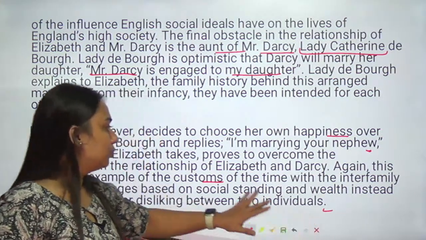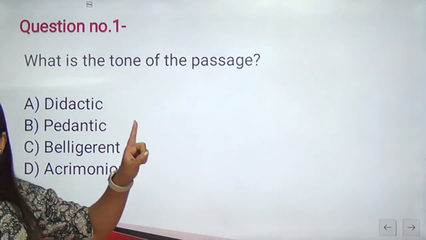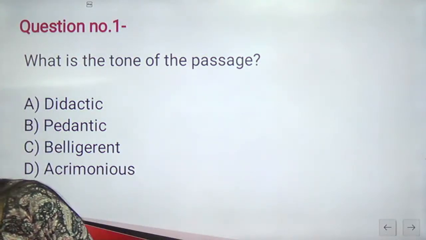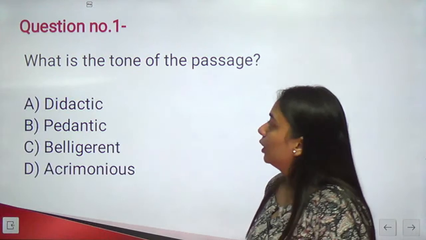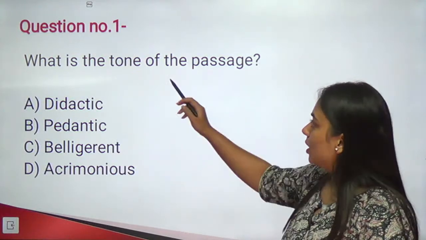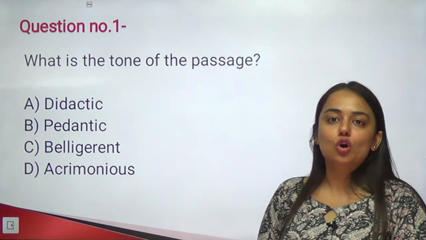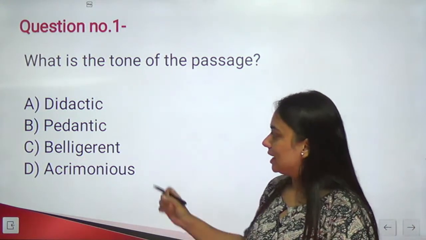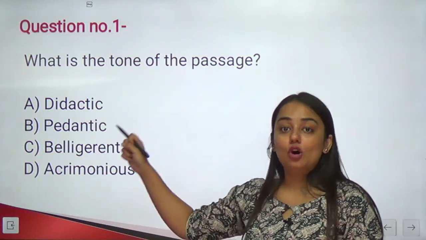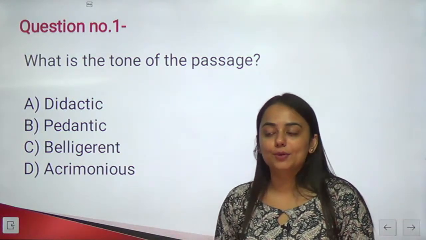Alright, everyone who's been attending the live, try to answer these questions. Now starts the real game. Question number 1 is, what is the tone of the passage? Let's see who's going to guess the tone of the passage. And yes, I have discussed the meaning of all the 4 words. Let's see how much you remember.